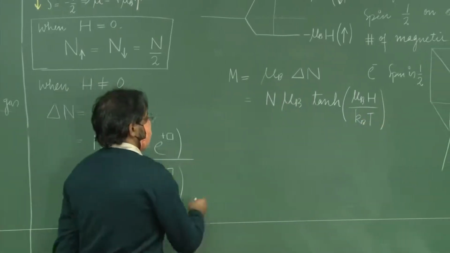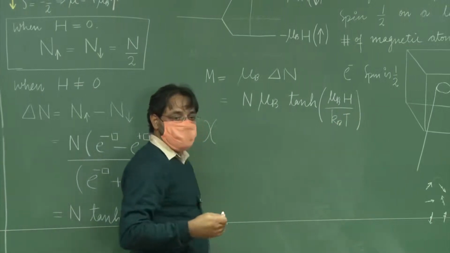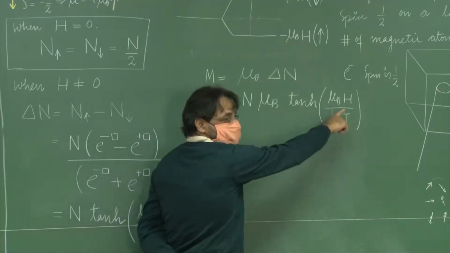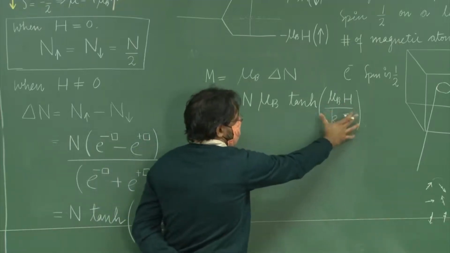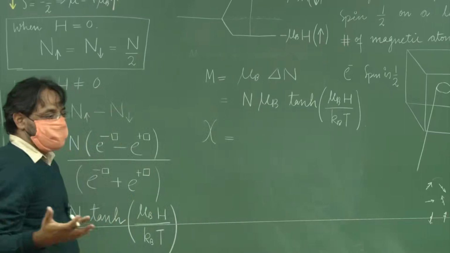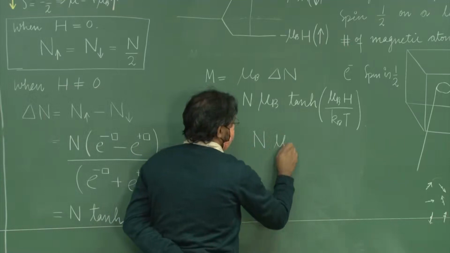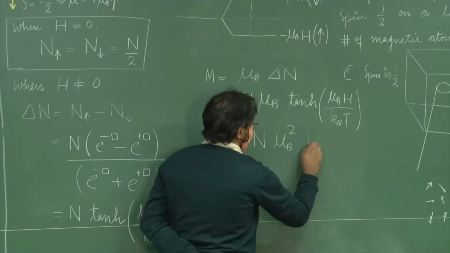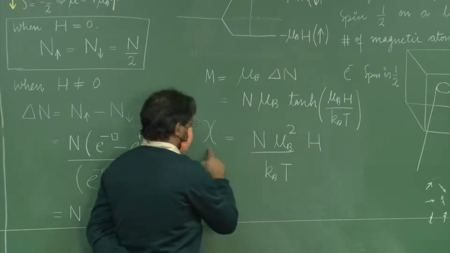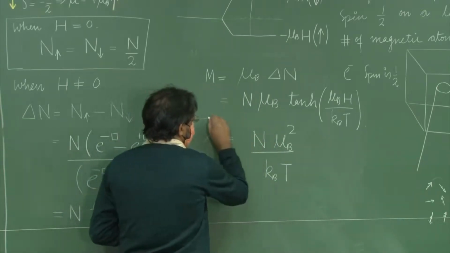Okay, now let's find out the susceptibility chi. Chi is M by h in the limit h tending to 0, right? So in the limit when h is very small, the argument of tanh is very small. So in that limit, tanh of x is just x, right? Therefore this will become n mu B square h over kBT, and h will get cancelled out because you're dividing by h. So that's your susceptibility.